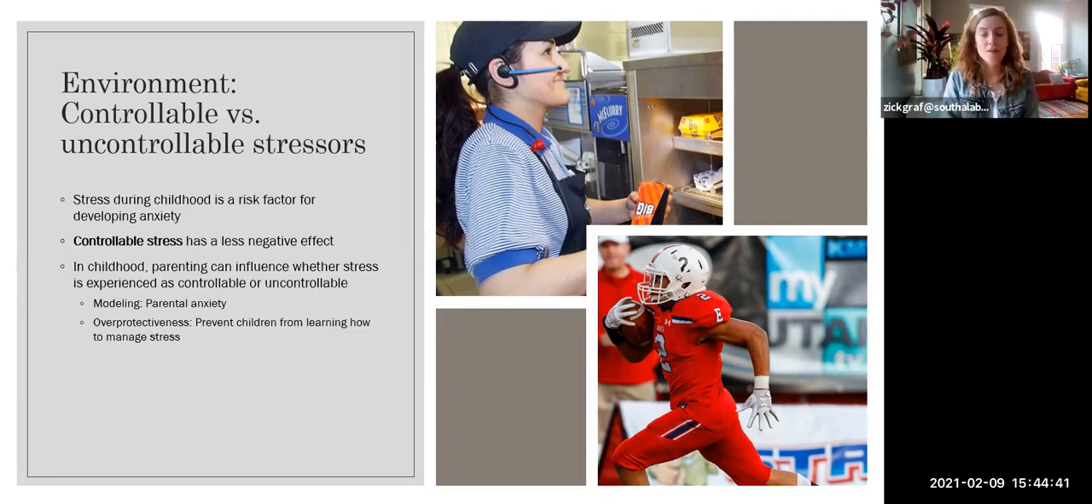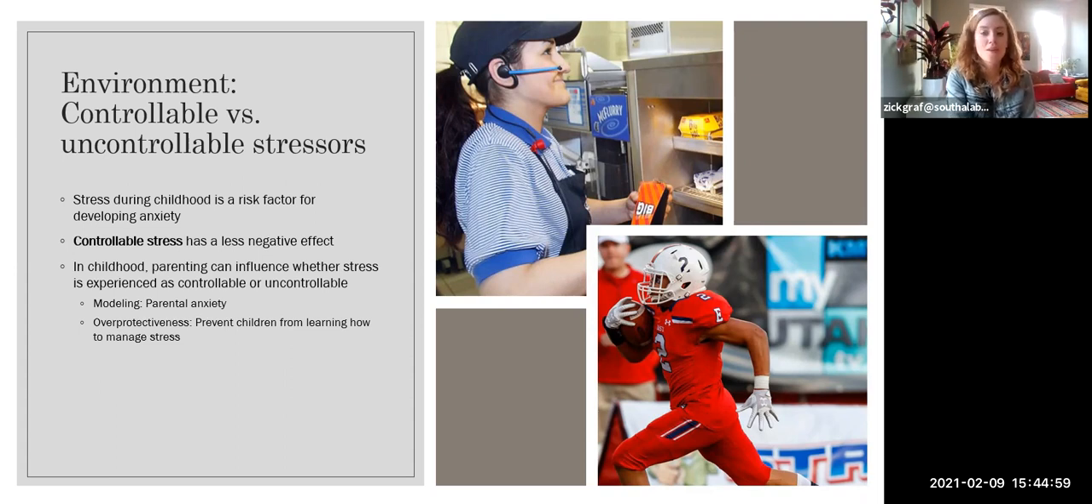When stress is experienced as relatively more controllable, when an individual feels like they have some agency over it or some ability to control the situation, leave the situation, manage the situation, influence their environment, influence the source of stress in their environment, that stress has a less negative effect.